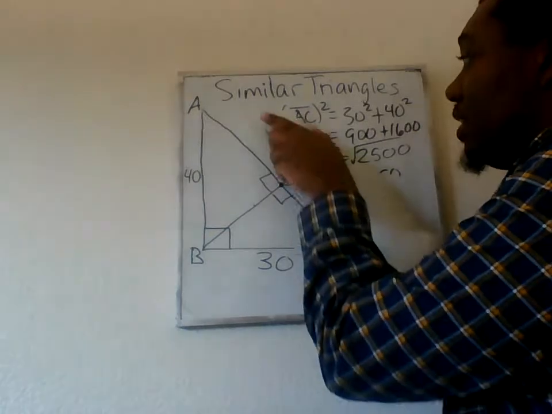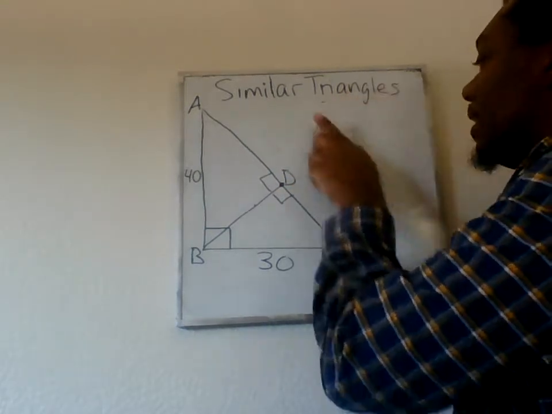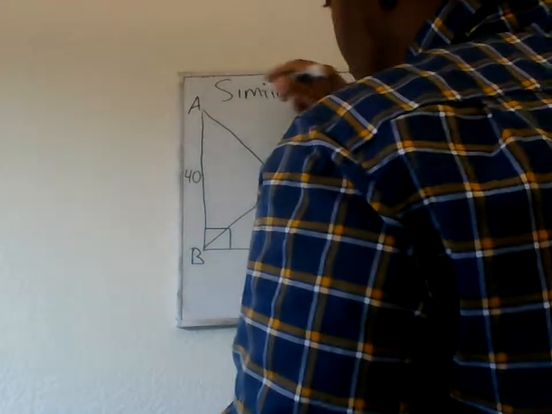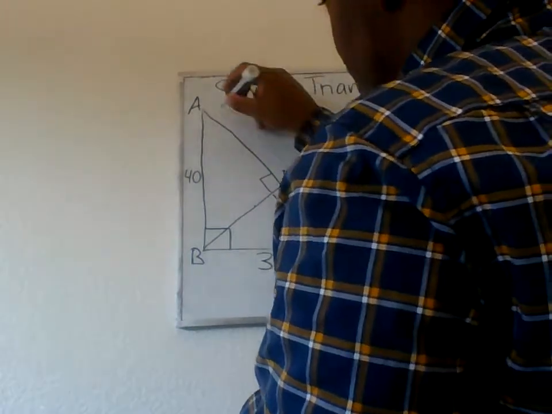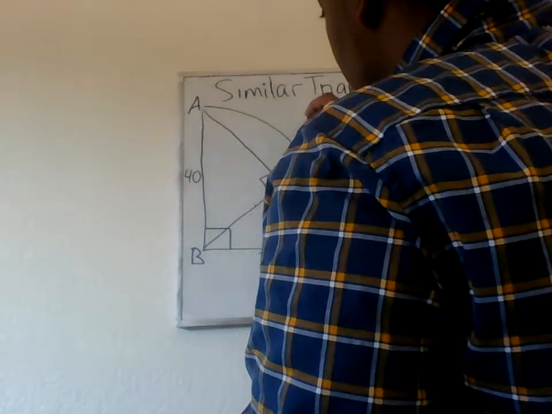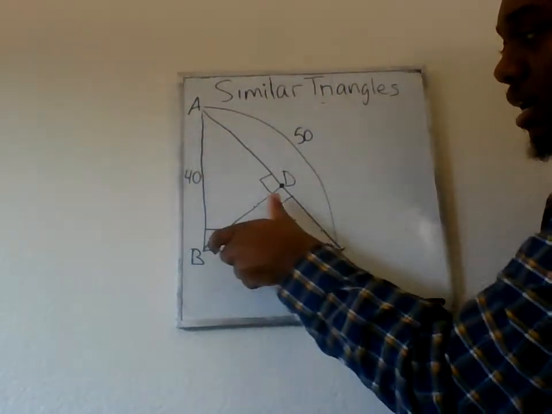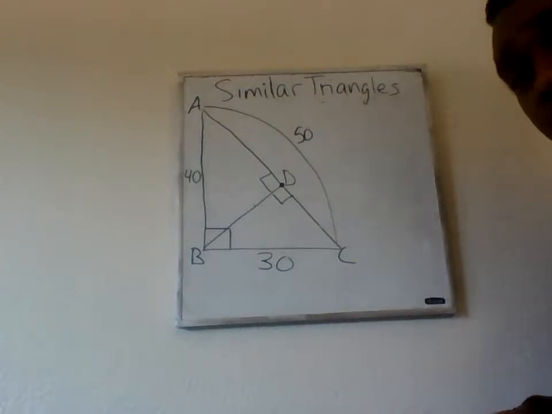So AC is 50. We know that now for a fact, that AC in total, the length is 50. So this whole thing here should be 50. Okay, but we're going to want to find AD and DC and also BD. Well, how are we going to do that?